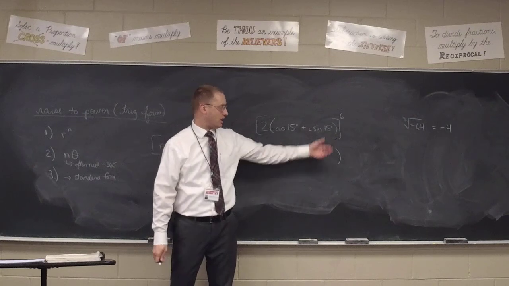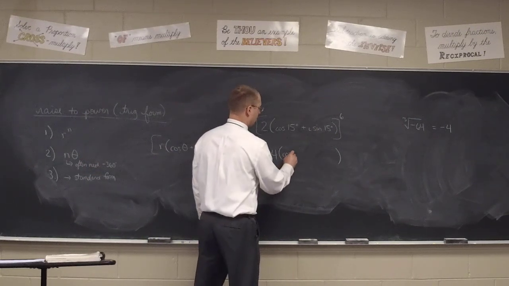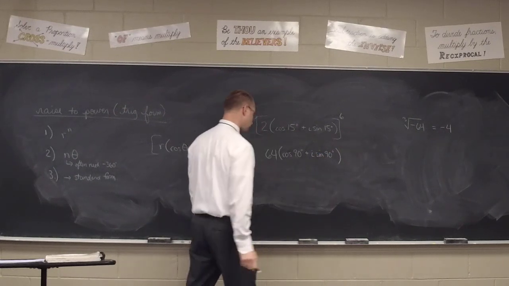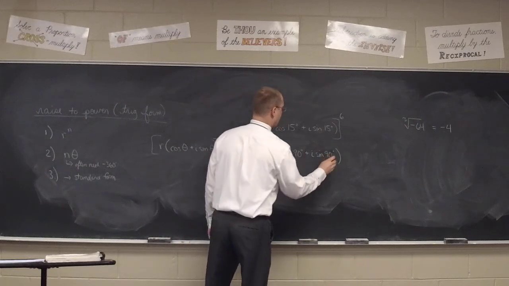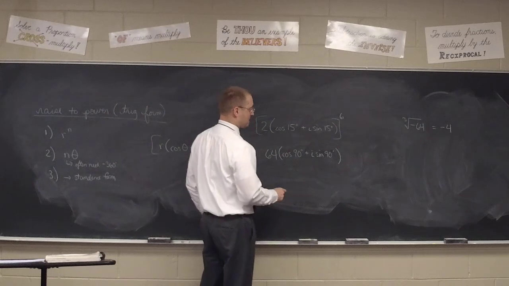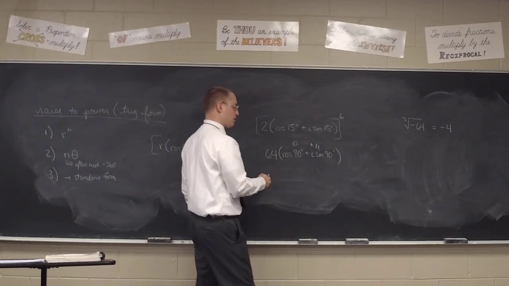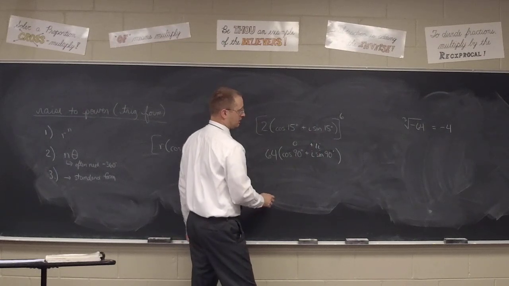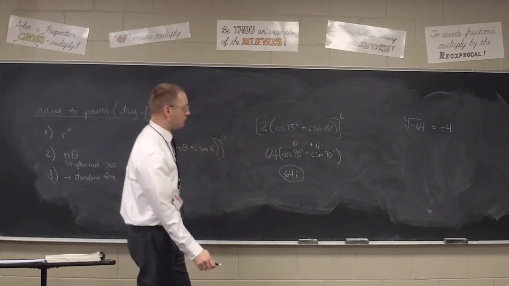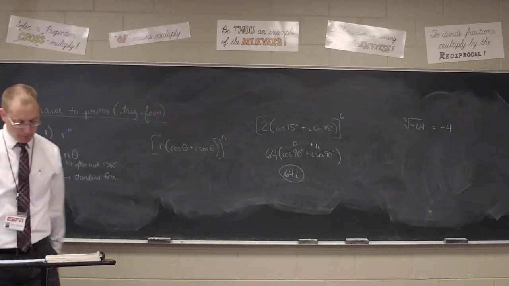All right, and then we're going to take the theta times the exponent, or 6 times 15, which gives? 90. All right, and then what's the cosine of 90? 0. And what's the sine of 90? 1. And we distribute, and we get 64i. And there we go. Questions on that?